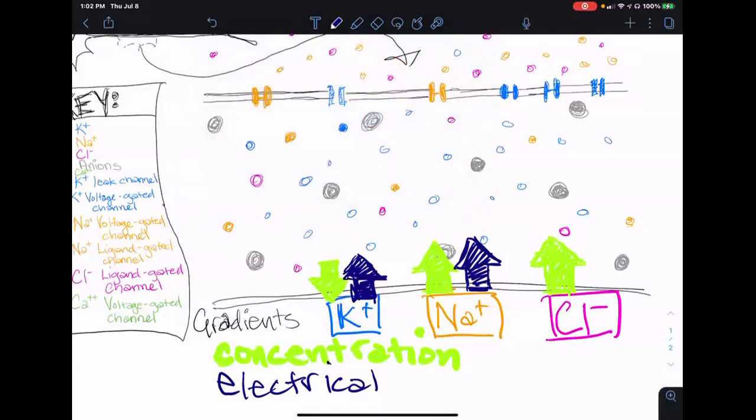But it's more negative inside the cell, right? It's more negative inside the cell relative to the outside of the cell. And chloride is a negatively charged ion. So because of that fact, chloride is going to be forced out of the cell. It doesn't want to be in a negative environment because it's a negatively charged ion. So we can see chloride is also pretty much balanced at this resting membrane potential.